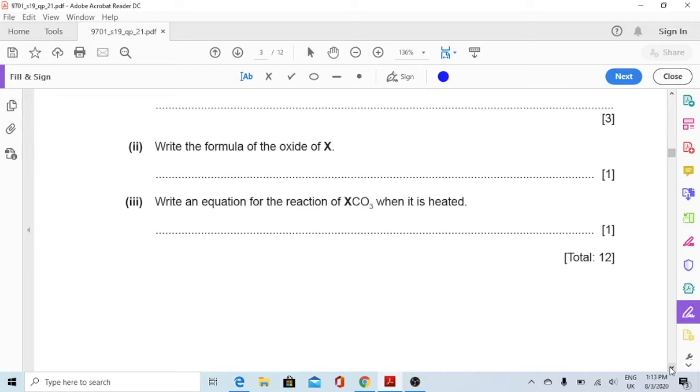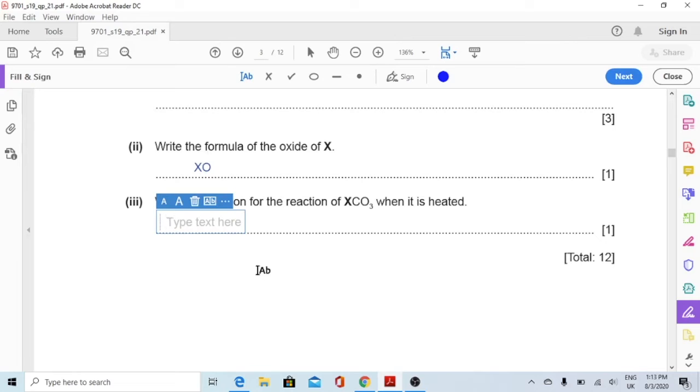Part 2, write the formula of the oxide of X. So X has an oxidation of +2, and oxygen has an oxidation of 2-. So when you cross multiply that, the oxide formula will be simply XO. That's it.